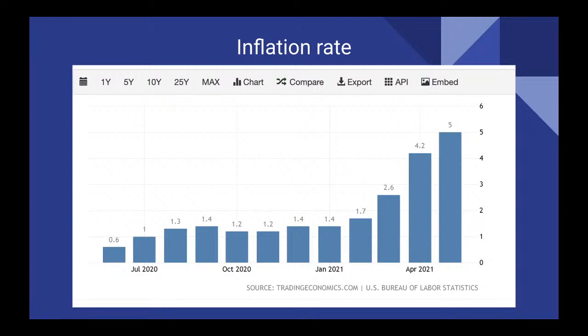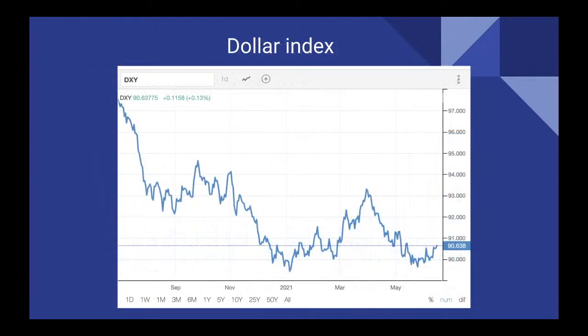So naturally, since we get more cash from the government, the inflation rate is going up. For example, houses and things like that are going up. Okay, so then this is the dollar index. The dollar index is the value of the US dollar. It's kind of going down after April.